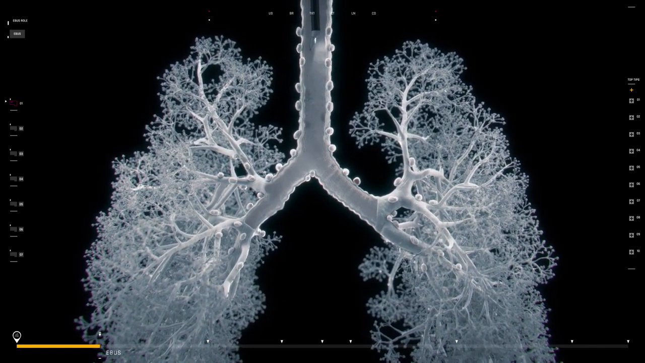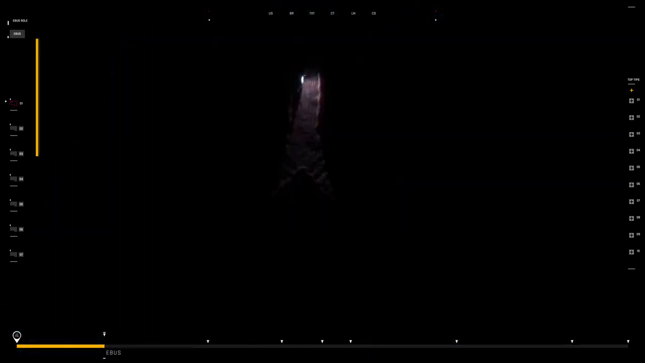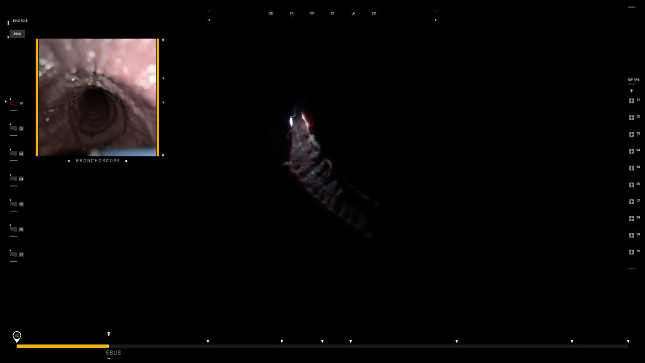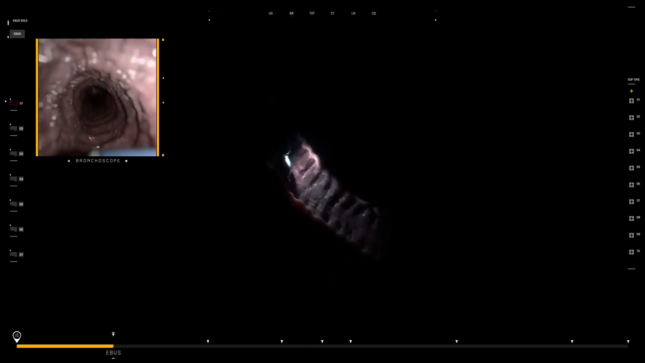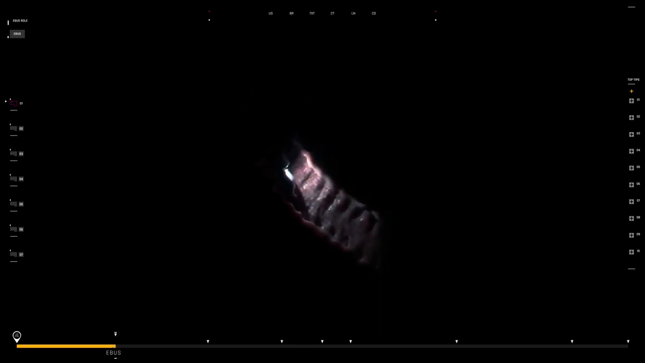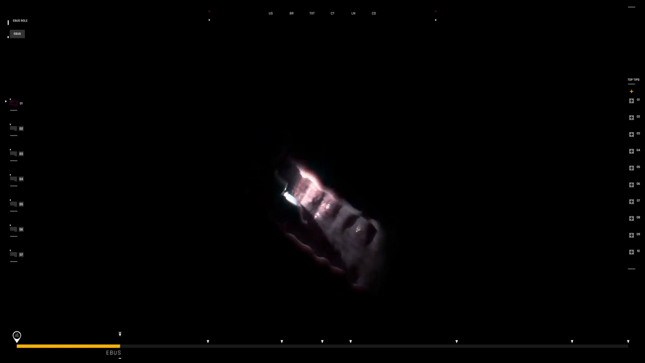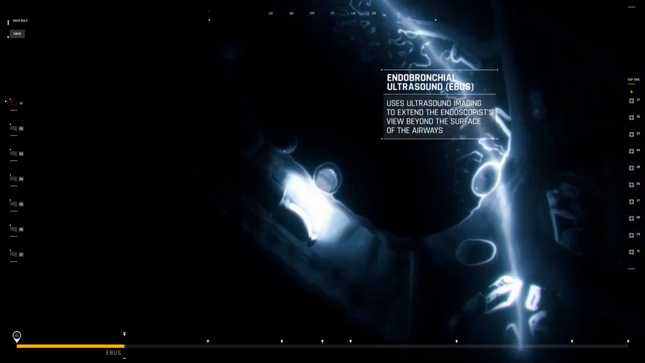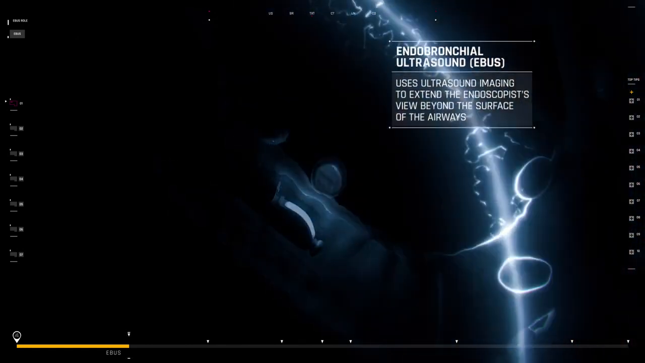Flexible bronchoscopy has previously been used to sample suspicious lesions, but the endoscopic view is limited to the airways, making it difficult to accurately and safely biopsy peribronchial structures and intrathoracic lymph nodes. Endobronchial ultrasound, EBUS bronchoscopy, is a minimally invasive diagnostic tool that uses real-time ultrasound imaging to extend the endoscopist's view beyond the mucosal surface of the large airways.